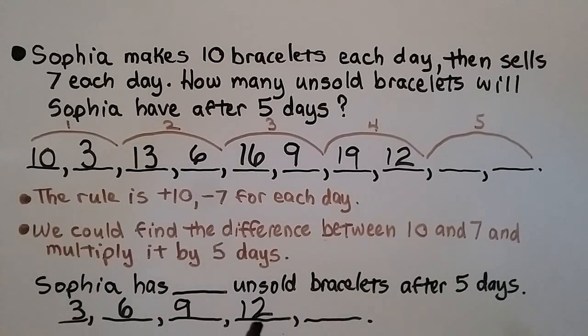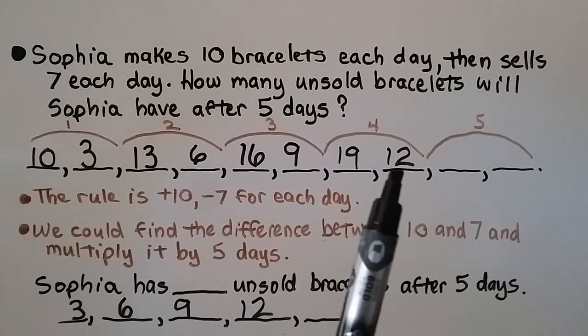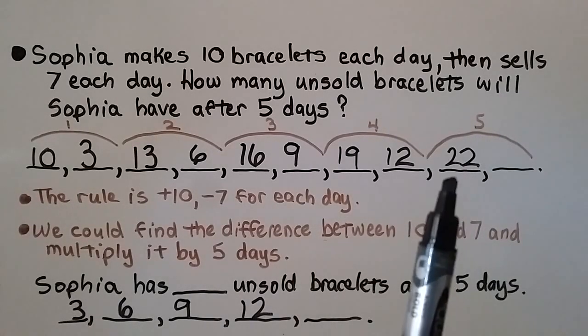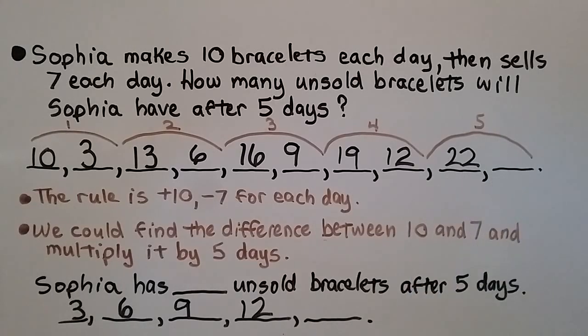And we could just write 12 as our fourth term, as how many she's got at the end of 4 days. She makes 10 more the next morning. That's 22 now, 12 plus 10. And she sells 7 of these 22. That's only 15 left unsold. And we could write a 15 for the unsold bracelets at the end of the pattern. So we know Sophia has 15 unsold bracelets after 5 days.